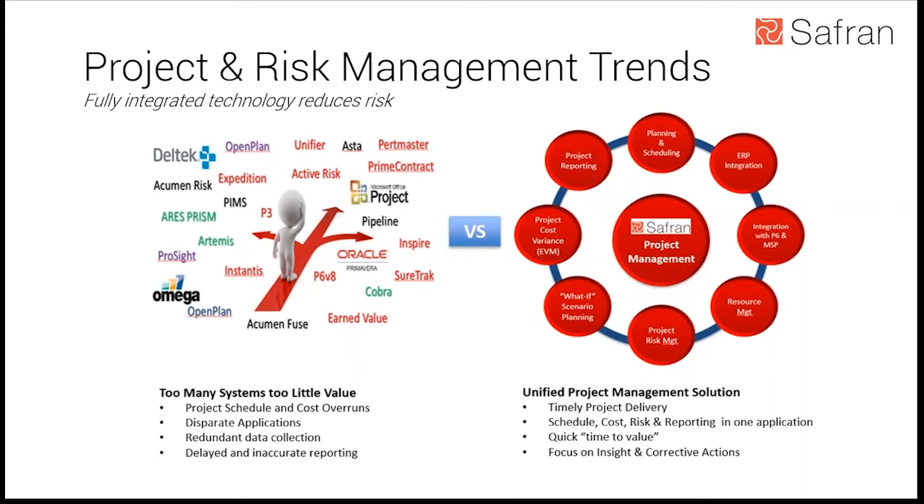Earlier I spoke of Safran's exclusive focus on the asset-intensive industries as one of our key differentiators. Well, this slide shows another key differentiator of Safran, our unified project management solution. On the left you can see the visual representation of most companies' project management environments. They have one or more solutions for project management, another for reporting, another for risk, yet another for earned value, and so on. The result is a complicated soup of technology that is difficult and expensive for the company's IT departments to integrate and maintain.